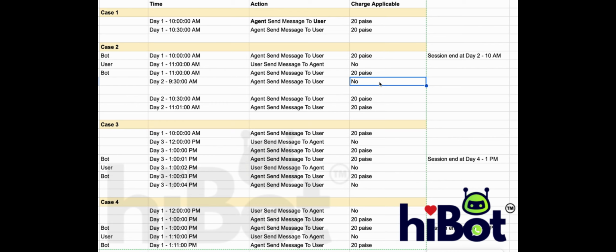all. So this is very important to understand: the session only starts when there's an agent-user agent pair that is created, and the time of the session is from the first message sent by the agent. So day 2 9:30 a.m. you're not getting charged anything, and then if you send a message again at day 2 10:30 a.m. and your customer has not replied to you yet, you will be charged 20 paise.